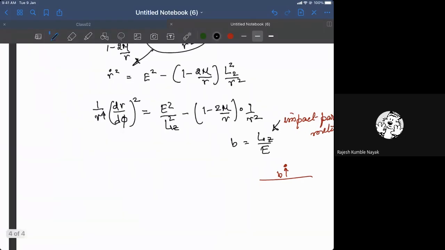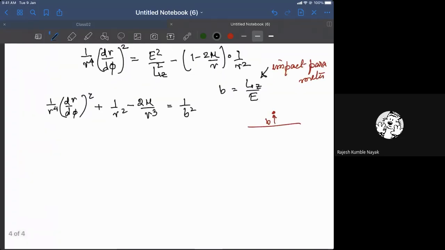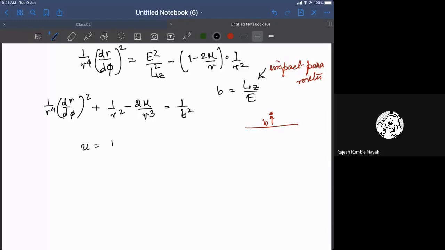Everything is nicely factored out here, so it is much simpler than the time-like orbits. So we have d square u plus 1 by r square minus 2M by r cube is equal to 1 by b square. Again, we do the same substitution: u is equal to 1 by r, and du is equal to minus dr by r square.